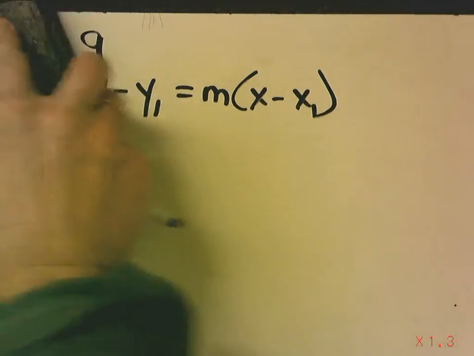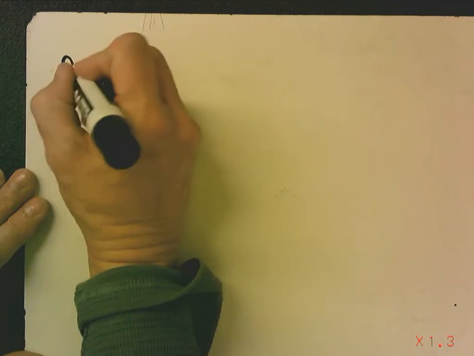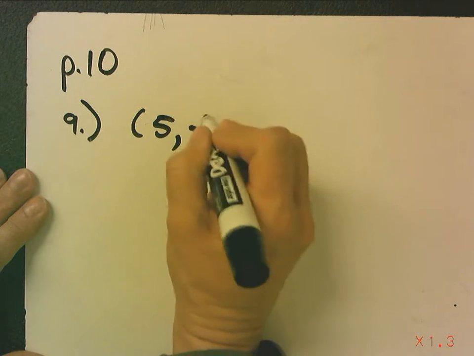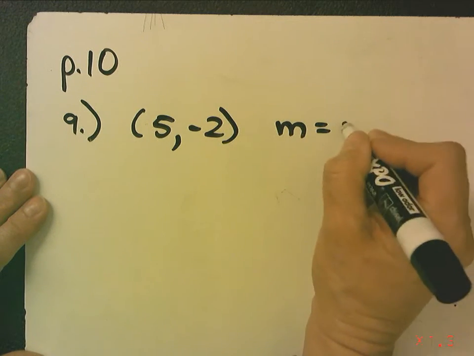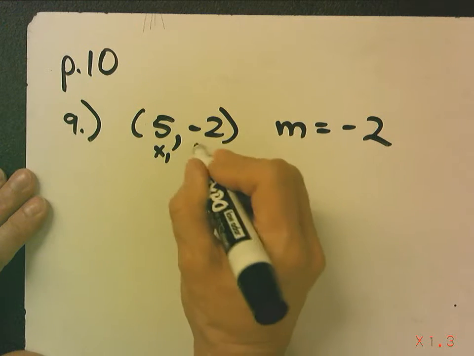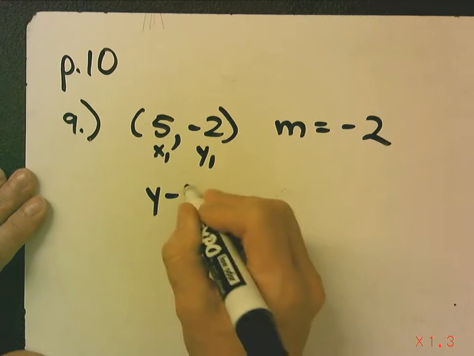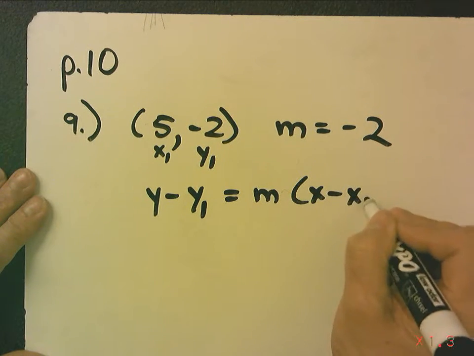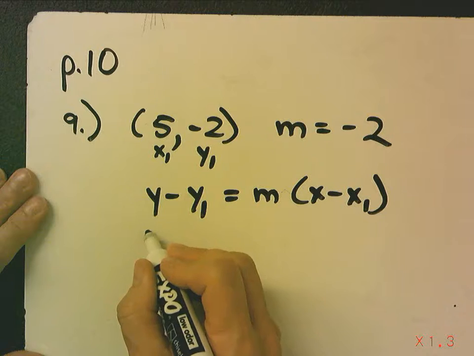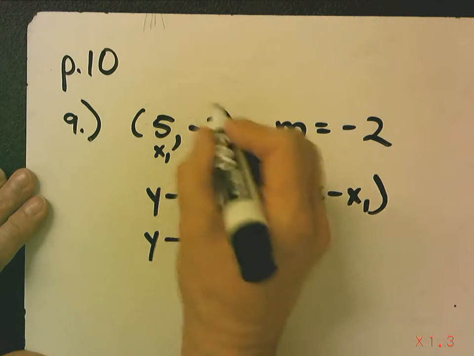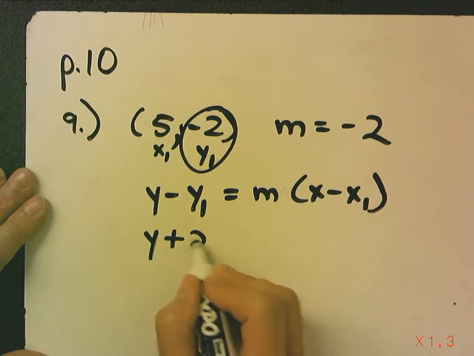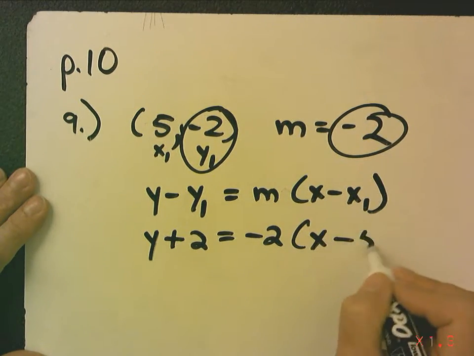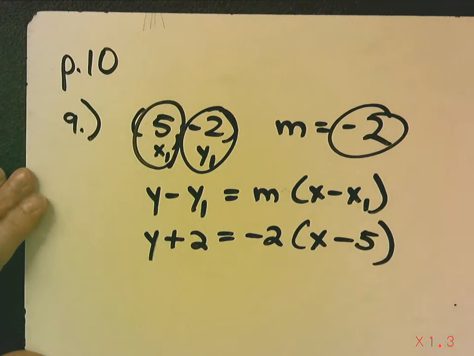Now, let's look at the next page, and we'll do number 9. So now we're on page 10, number 9. It goes through the point 5, negative 2, and has a slope of negative 2. So I make this x sub 1, y sub 1. I say y minus y sub 1 equals m times x minus x sub 1. Now I just plug in what I know. Y minus negative 2 is plus 2 equals negative 2 times x minus 5, x sub 1.